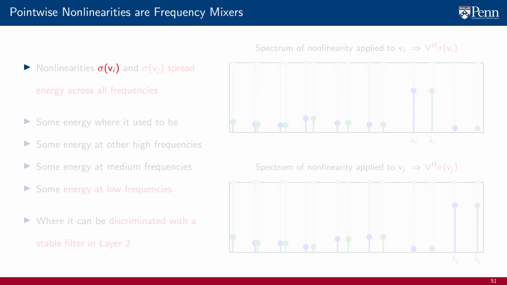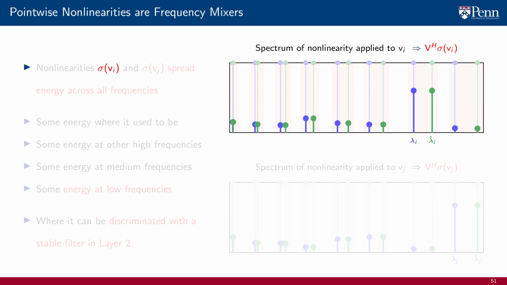More to the point, suppose that the input to layer 1 is the eigenvector Vi. As we explained in the previous slide, the output of the filter at layer 1 is roughly Vi itself. It gets scaled by a frequency response close to 1. We then apply the nonlinearity sigma to compute the output of layer 1. The projection of sigma of Vi on the spectral domain of the shift operator yields the GFT V Hermitian times sigma of Vi. This is represented in this figure for the shift S and for the dilated shift S hat.